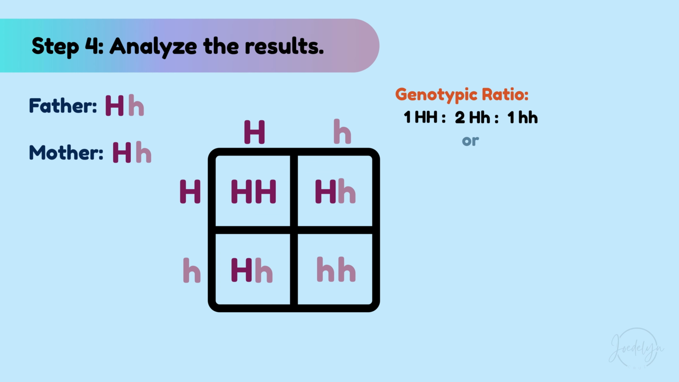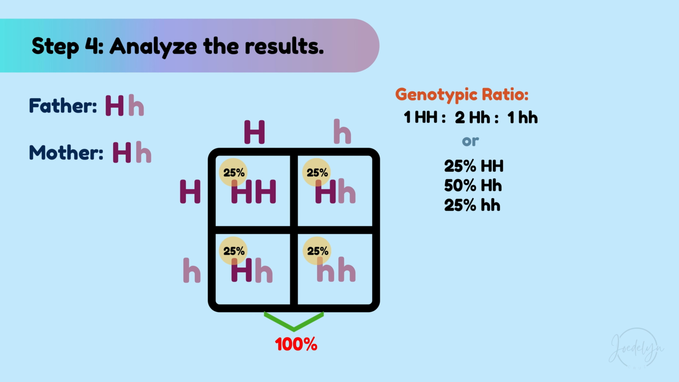In terms of percentages, 25% of the offspring may have HH, 50% may have Hh, and 25% may have hh. Each box represents 25%, together making up 100%. This tells us the combination of alleles the children could inherit.